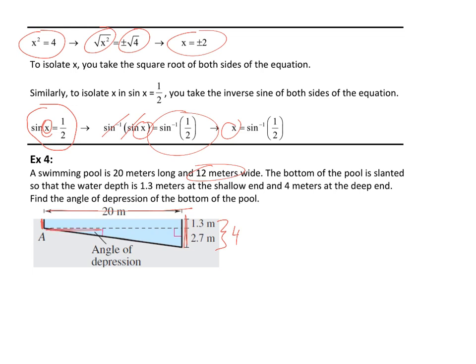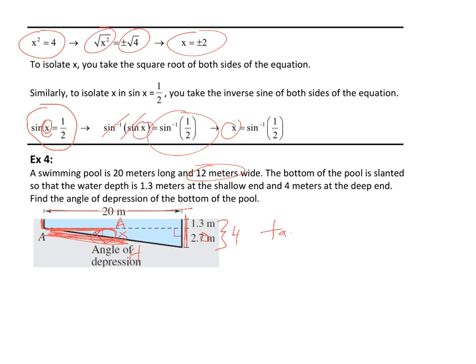Angle of depression means you're starting at a horizontal line and then you're rotating downward. Elevation is going up, depression is going down. So what are we going to do here? I'm trying to figure out this angle. I'll call this x. I have the opposite side. I don't have the hypotenuse. I have the adjacent. The adjacent's 20. So I could use tangent.